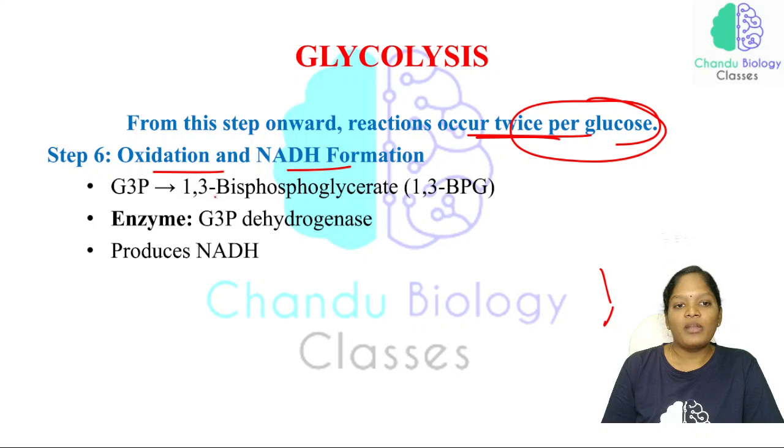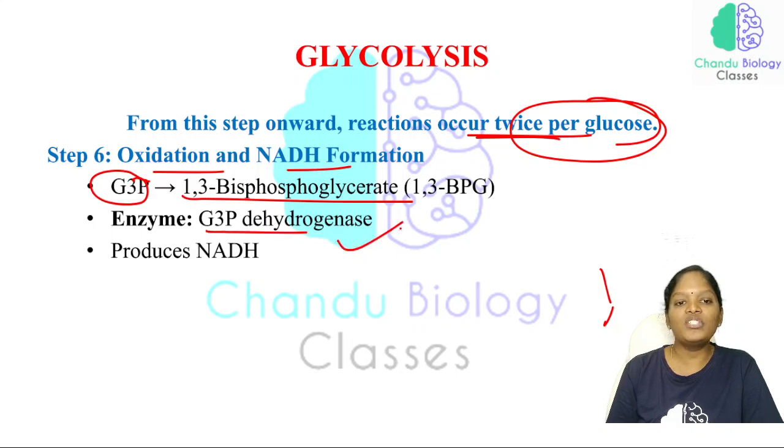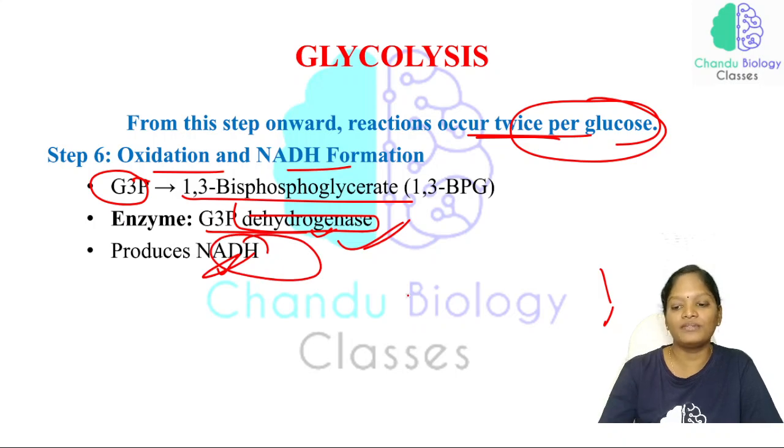Oxidation and NADH formation. See here, glyceraldehyde 3-phosphate will be converted into 1,3-BPG with the help of the enzyme G3P dehydrogenase. So wherever you see a dehydrogenase enzyme, definitely there will be production of NADH. Wherever you see a dehydrogenase enzyme, that particular reaction produces NADH.